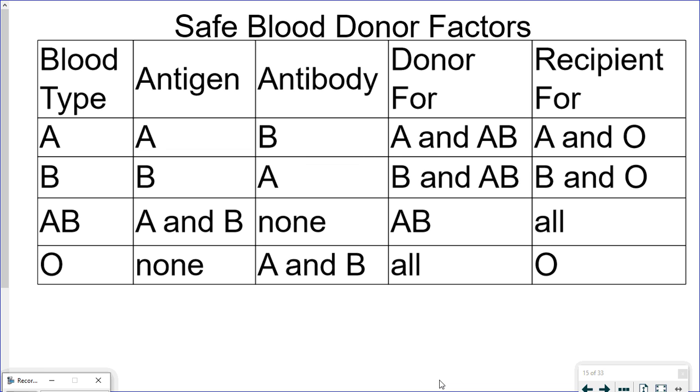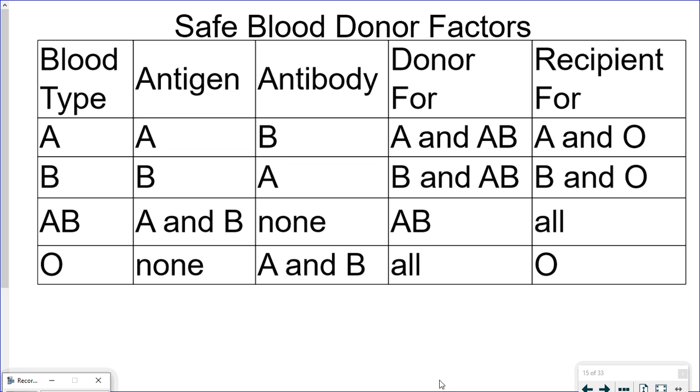So you can donate to someone else who is also A, or someone that is AB, because they still have A antigens and no A antibodies. But you can only receive blood from A blood because it will not have A antibodies, and O blood because your B antibody is not going to interact with anything on O.